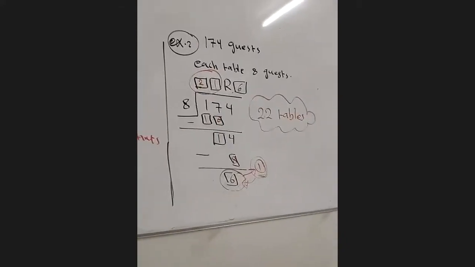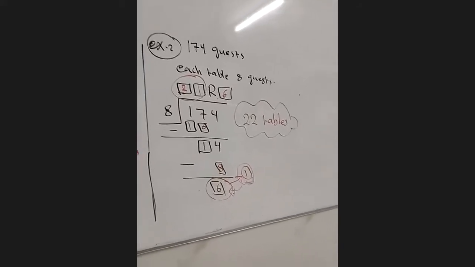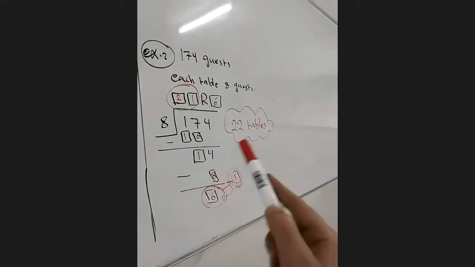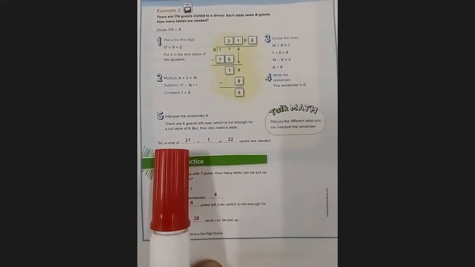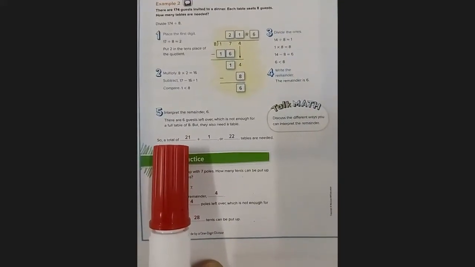Okay, this is example 2, guys. Copy the numbers and write 22 tables. And here, down, read, Muhannad.